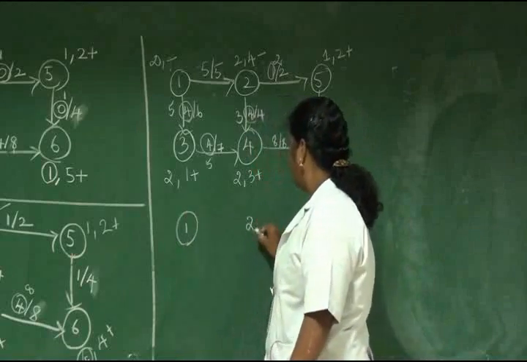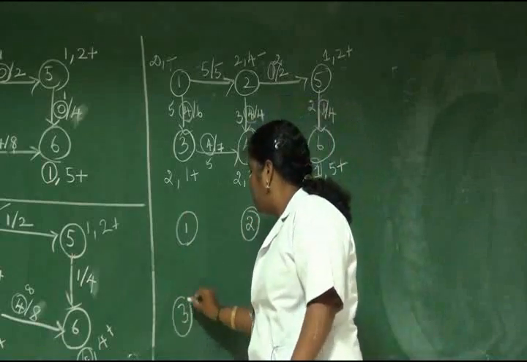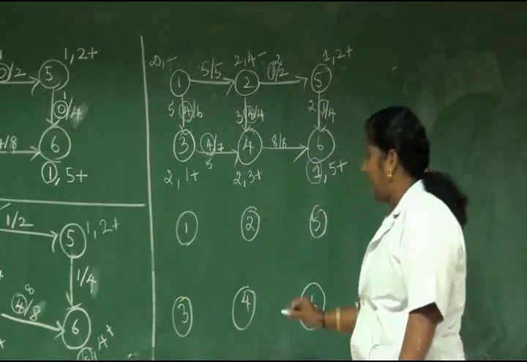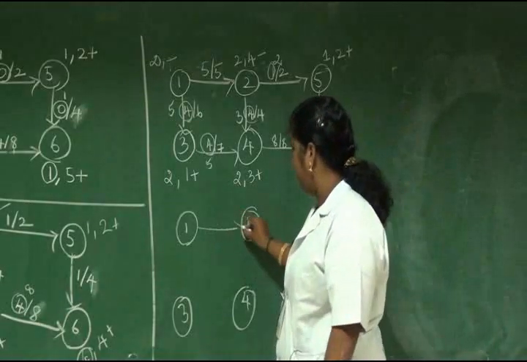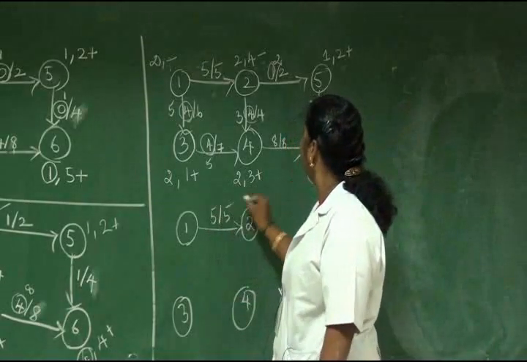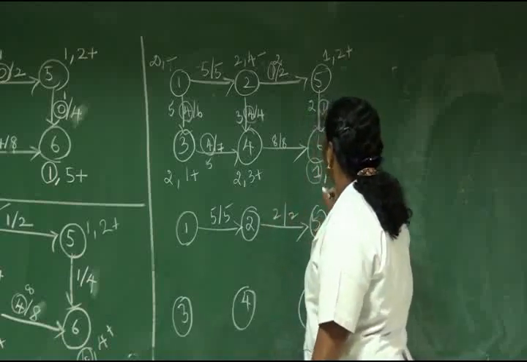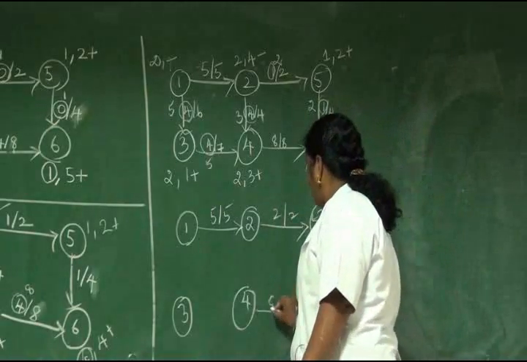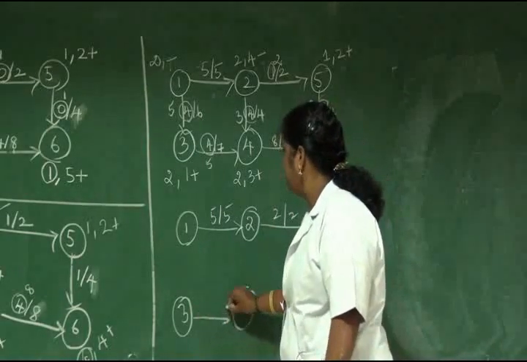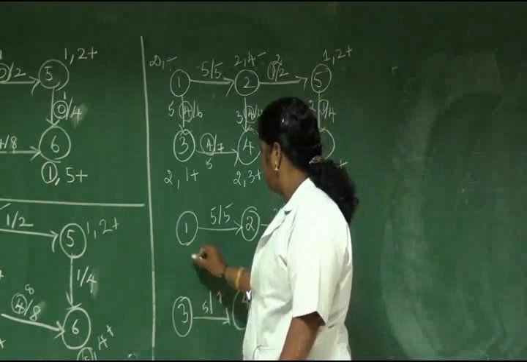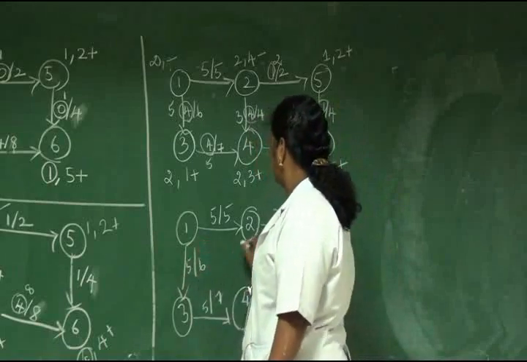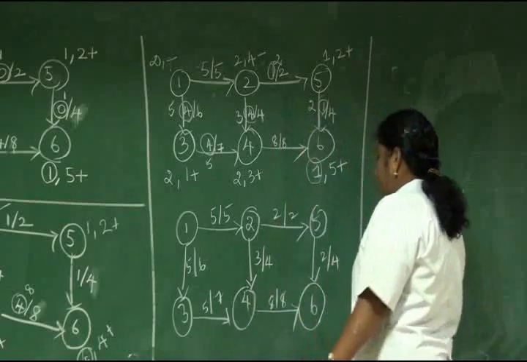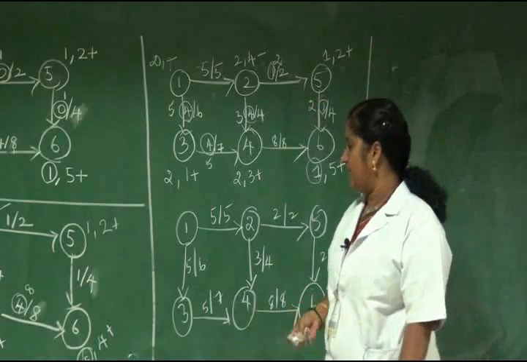So you are having 6 vertices, 1, 2, 3, 4, 5, 6. So write the labels, that is, write the edge values. 5 by 5, it becomes 2 by 2, and this one is 2 by 4, 8 by 8, 5 by 7, 5 by 6, 3 by 4. So now again we have to go for the iteration.